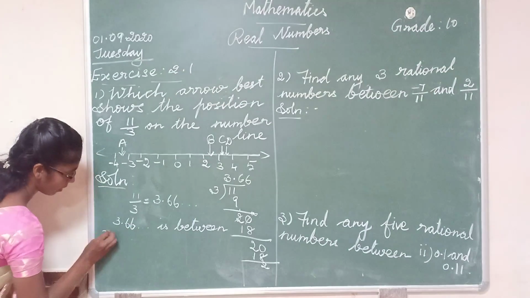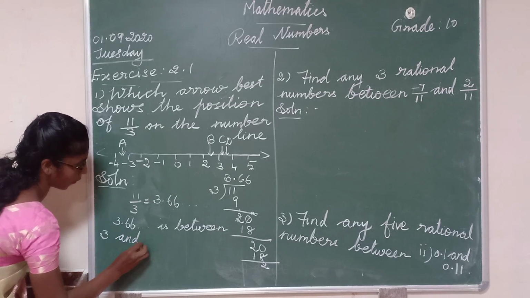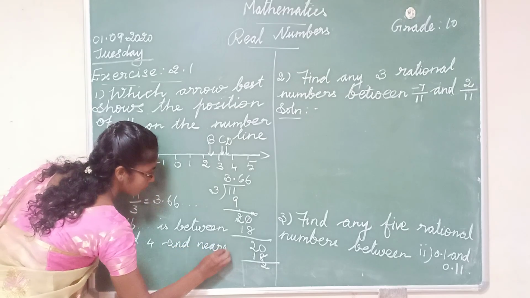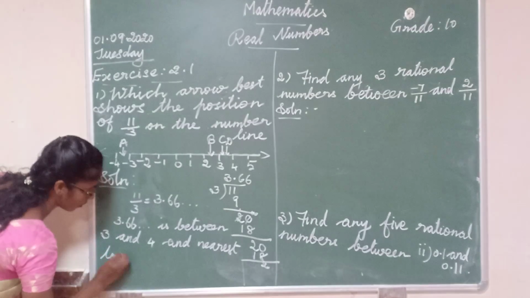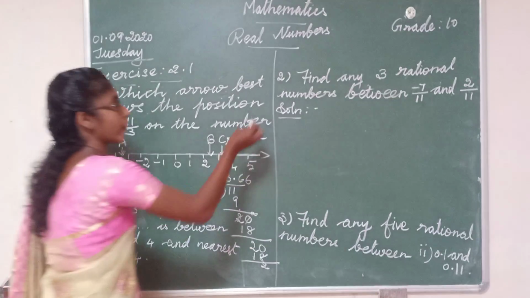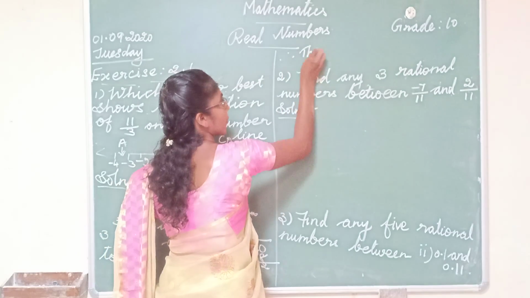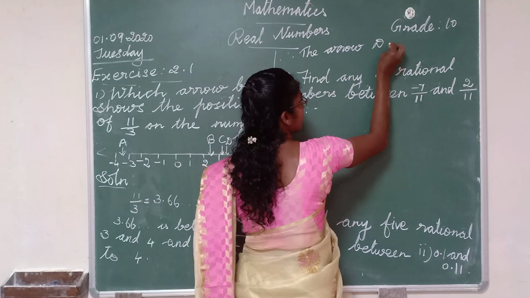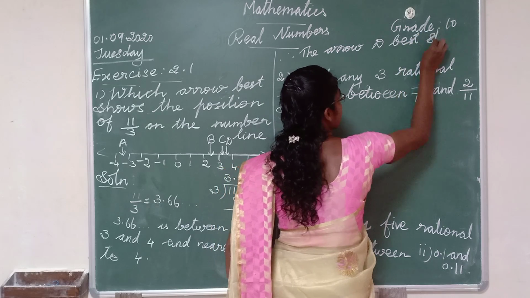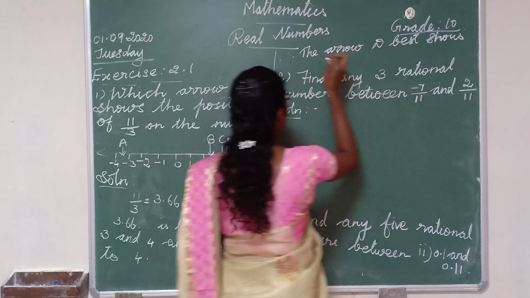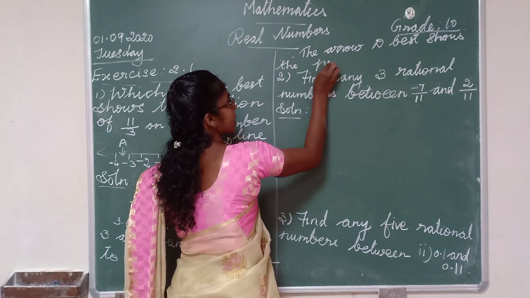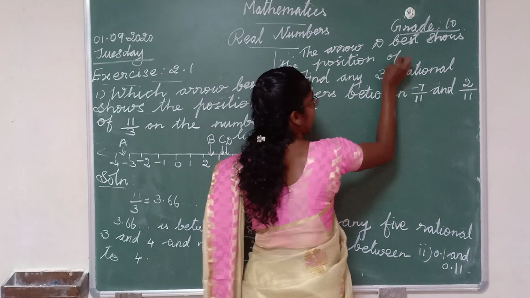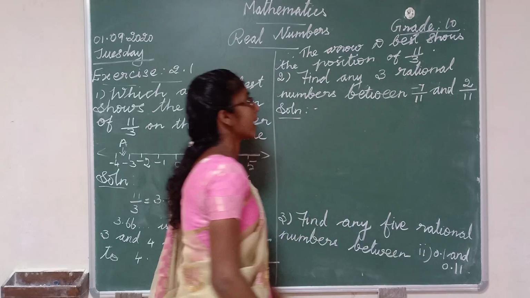Between 3 and 4 and nearest to 4. Therefore, the arrow D best shows the position of 11/3. Have you understood? Okay.